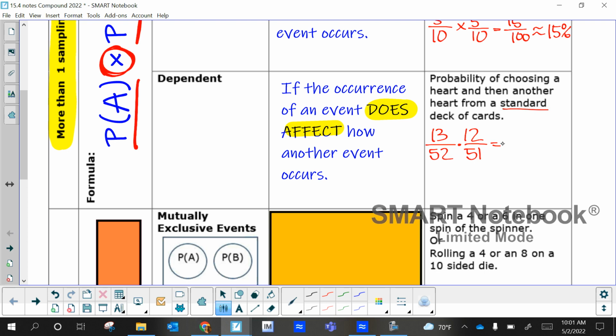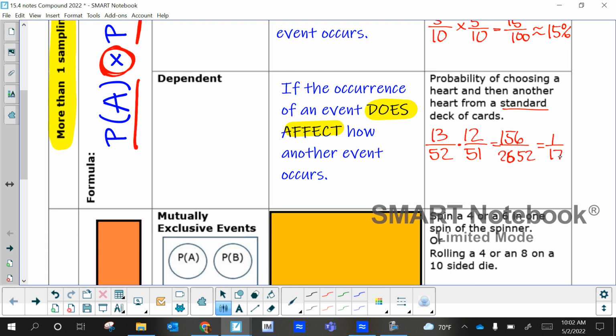Okay, so let me get my calculator because I don't know those numbers. So 12 times 13 is 156 out of 52 times 51 is a big number, so 2652, okay? Does 156 go into that? Yes, it does. It goes into it 17 times. So you have a 1 in 17 chance of getting a heart and then a heart right after that, okay?